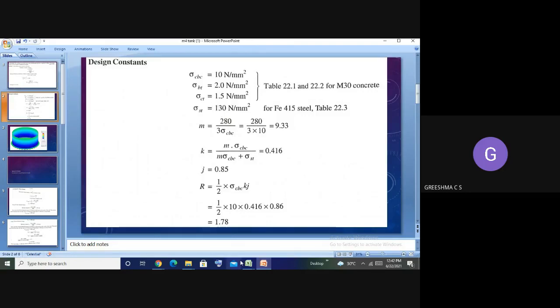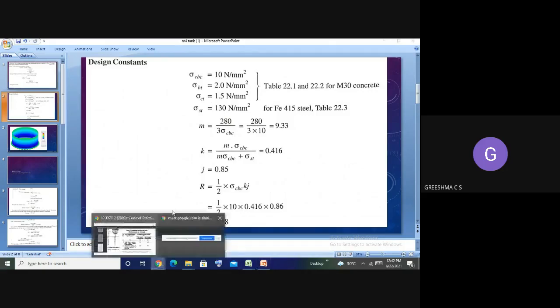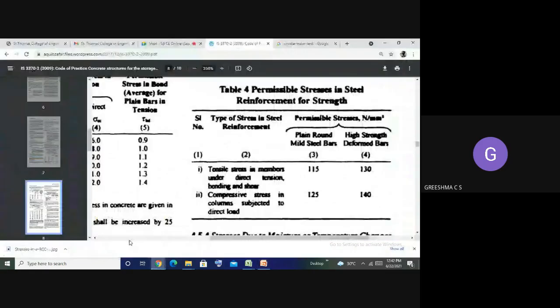Next, you have to take the permissible stresses in steel. So this is the permissible stress in steel. It is very simple. We are having two steel types. First one is tensile stress in members, compressive stress in columns subjected to direct load. Anyway, we are not doing columns, so you can directly neglect it. We are doing mainly the circular tank.